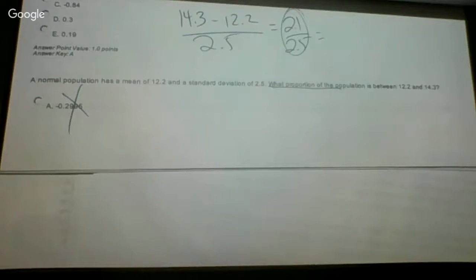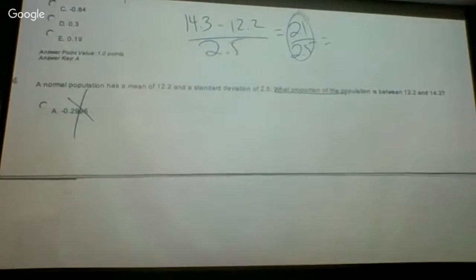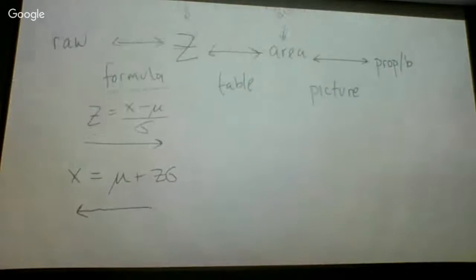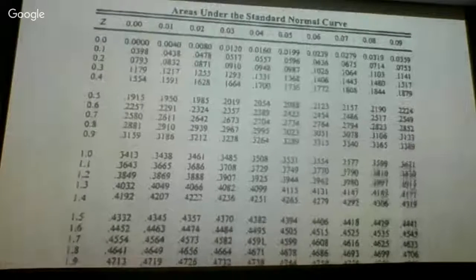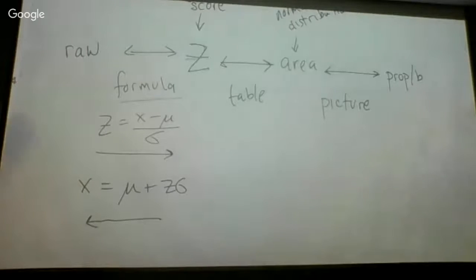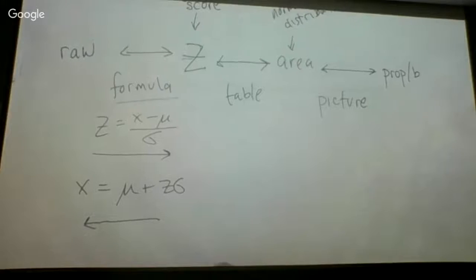Nope. How do we answer a question like this? When we go back to some structure, we see like here. We need to draw a picture, convert raw scores to z-scores, turn those z-scores into area using this table. And then once we have a picture, we can turn that stuff into gold.